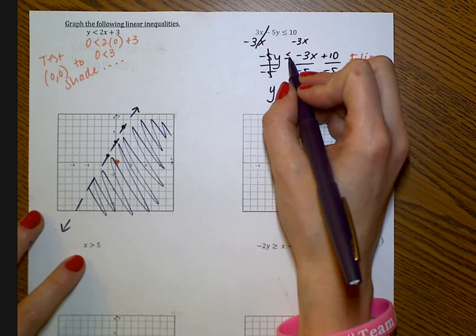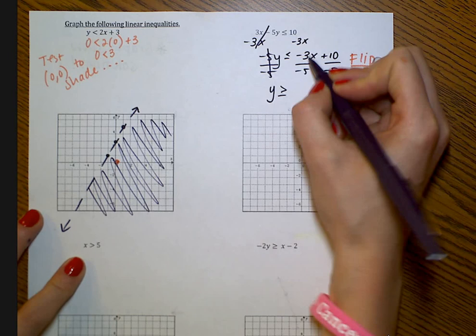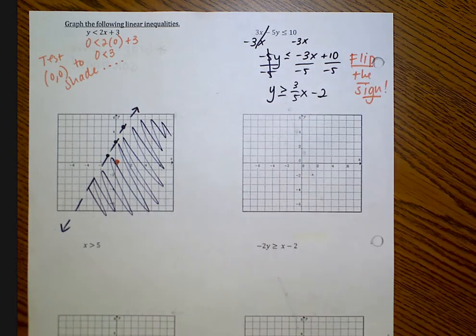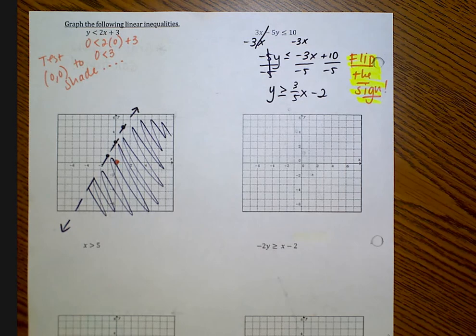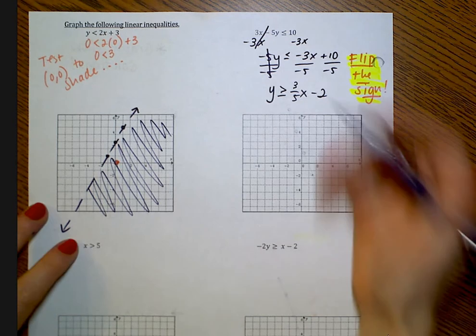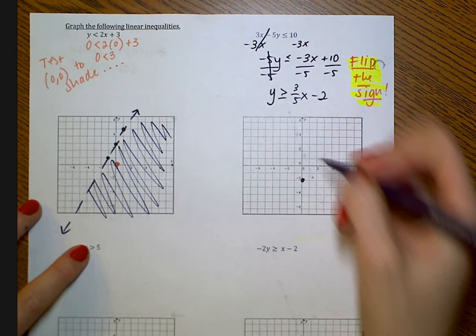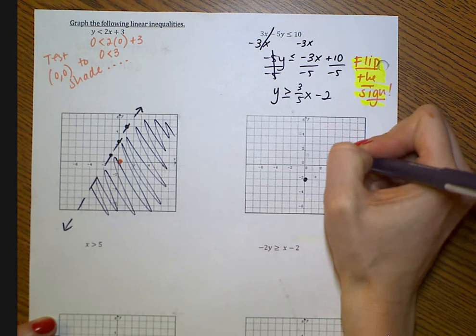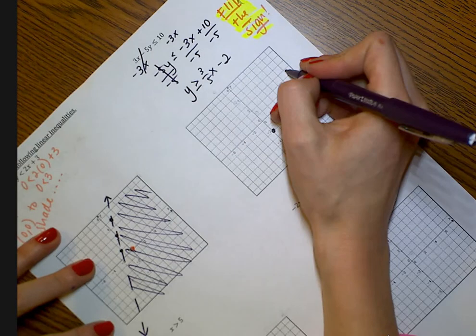It was a less than or equal to. It's now a greater than or equal to. That would be positive 3/5 x minus 2. Do not forget to flip the sign when you multiply or divide by a negative. All right, y-intercept is -2, and I'm going to count up 3 over 5. Okay, this one's got the solid line underneath the sign, so it's solid on the graph.